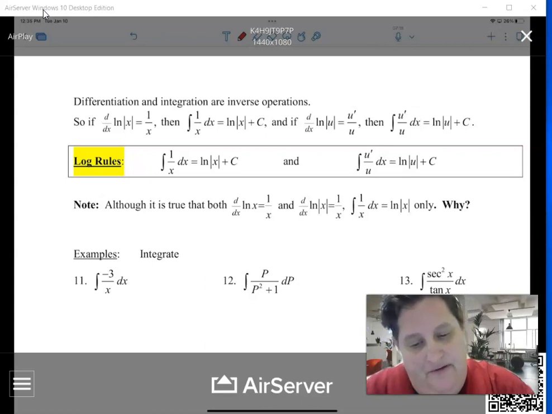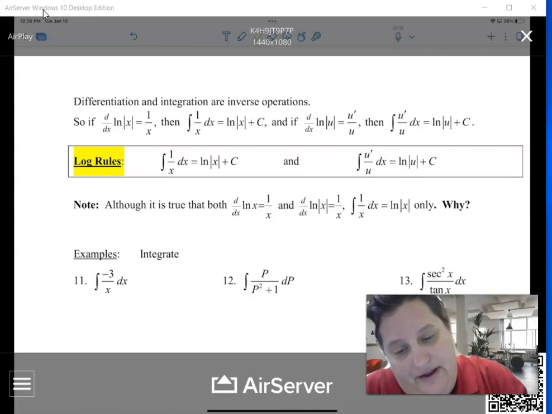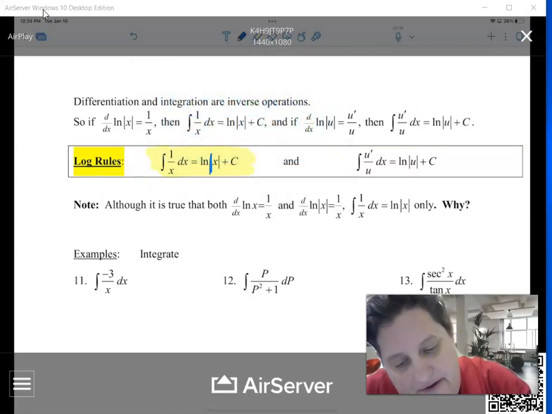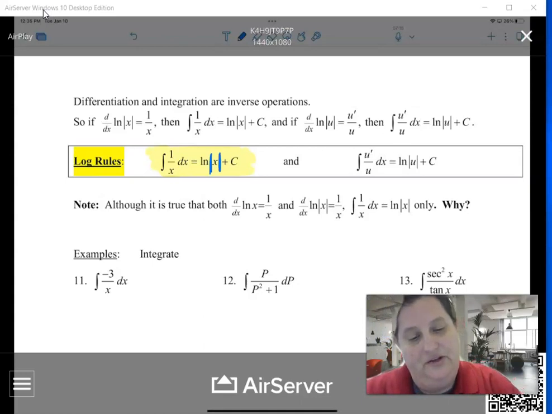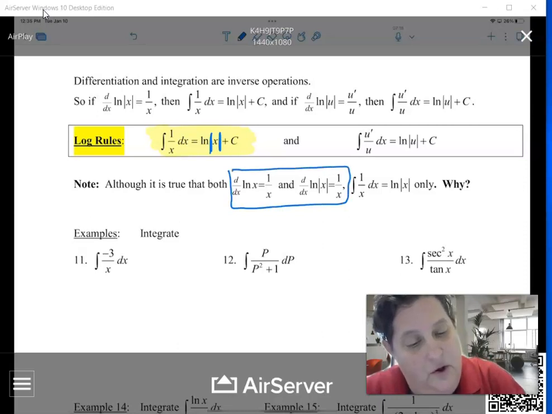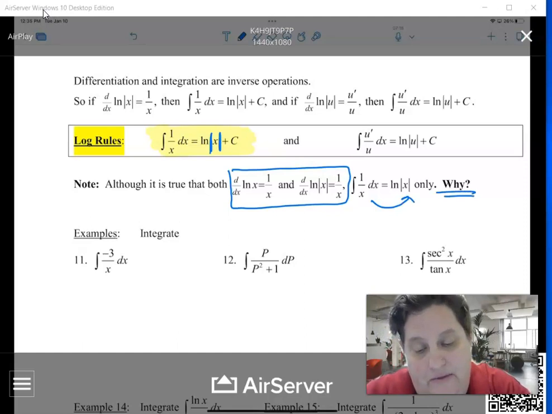We remember the derivative of ln. So that tells us we have this new integral now. If you guys want to look, the integral of 1 over x is ln of x. The thing I want you to notice is its absolute value. Okay, so look, it's true that both the derivative of ln of x is 1 over x and the derivative of ln of absolute value of x is 1 over x. Why do we have to do that? All right. Okay, so let's take a look and see.